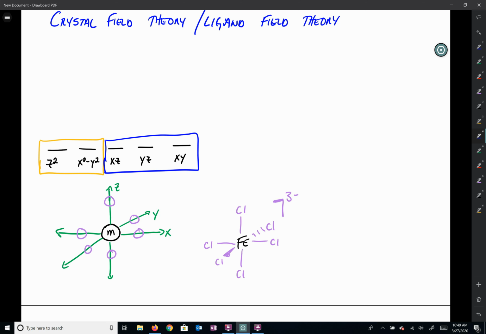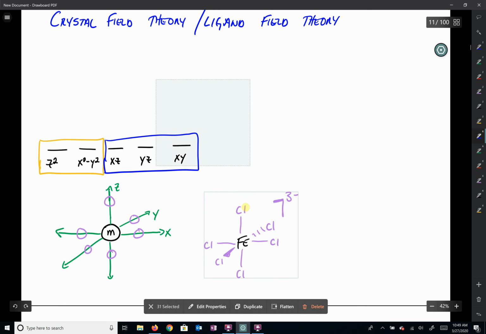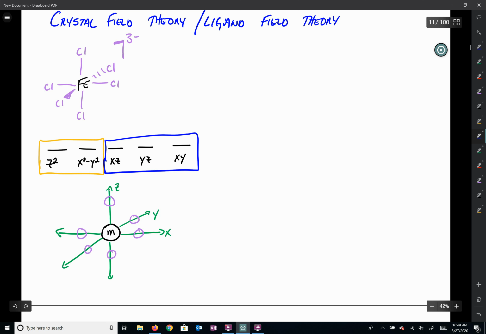Now, as we bring these two together, I'm going to move this out of the way because I need some space here, okay? As we move together, we're going to break the degeneracy of these orbitals. The stuff that interacts is going to go higher in energy, so our x squared minus y squared and our z squared are going to go up here. And we're making the assumption that we're not going to interact anything off axis, so those will go lower in energy.